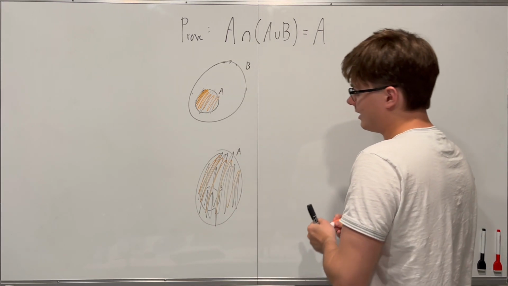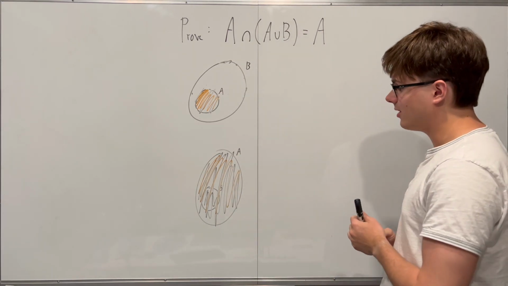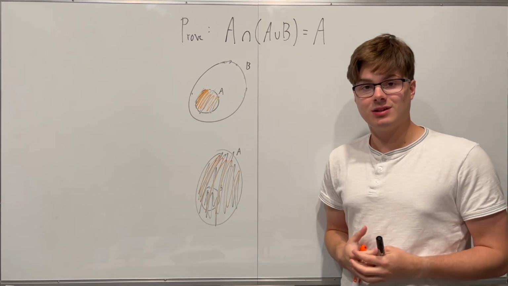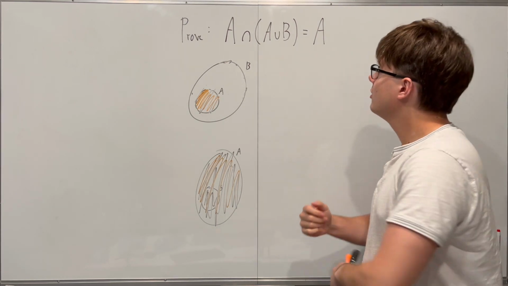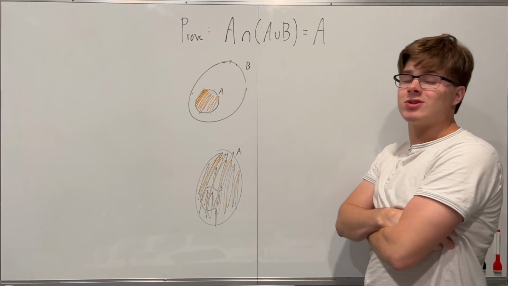And there we go. We find that we get the set A back because the parts that have both orange and black is basically the entire set A. So it looks like the statement is going to be true, so let's go ahead and prove it.